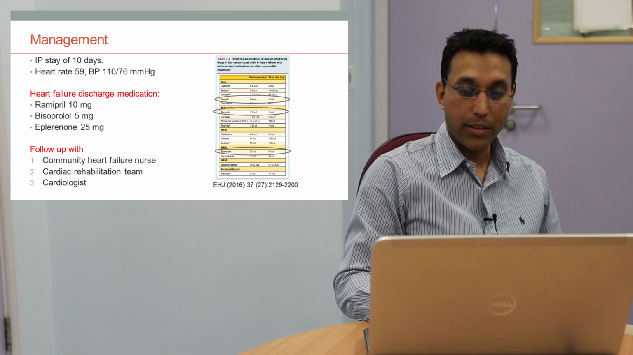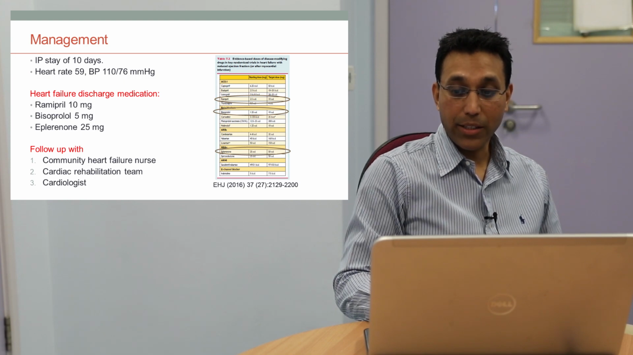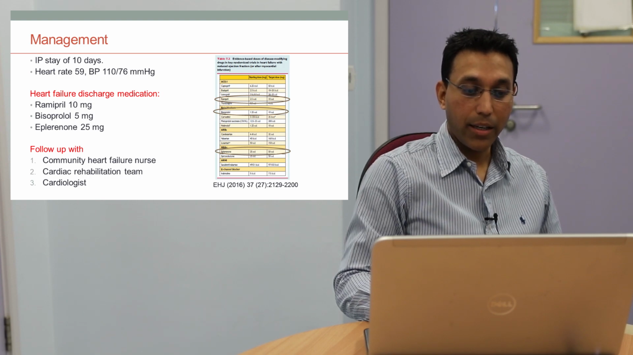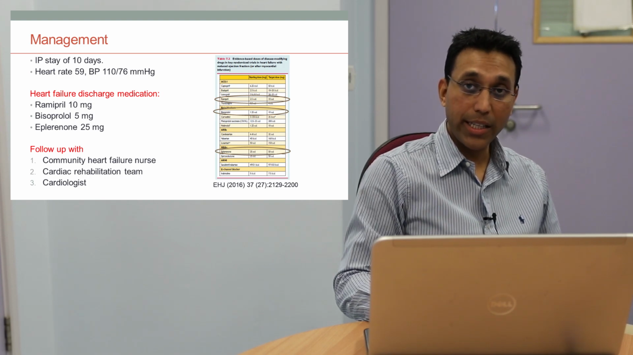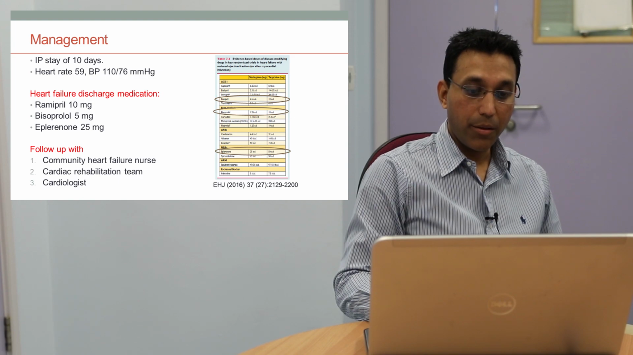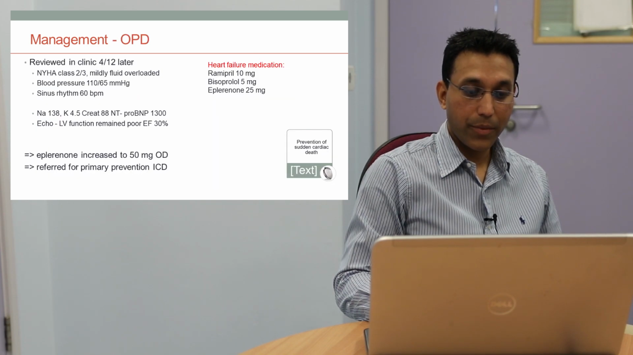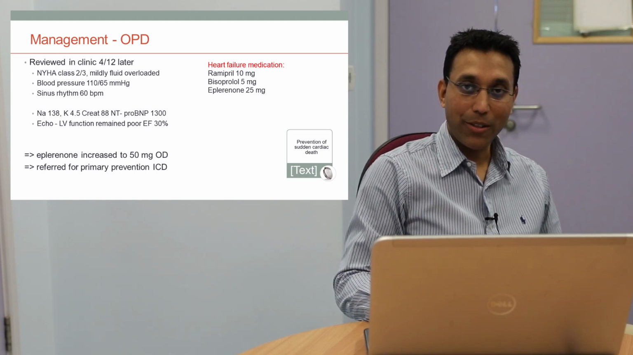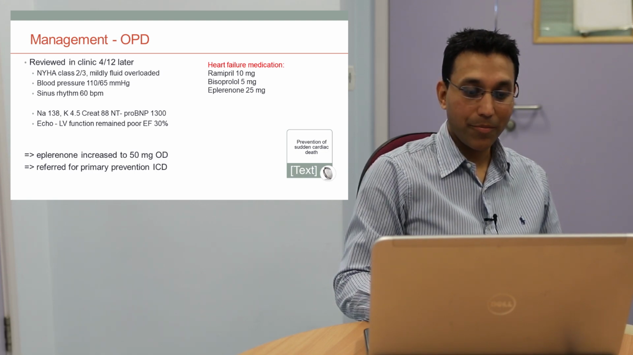And what the European guidelines suggest, as you can see in this table on the right, except for bisoprolol, which went up to only 5 milligrams once daily, limited by her heart rate. She was then discharged with follow-up with the community heart failure nurse at 2 weeks, the cardiac rehabilitation team, and also a cardiologist at 4 weeks. So unfortunately, she did not turn up to initial appointments as she went for a long holiday to visit her relatives abroad, but she did come back and was reviewed 4 months later.